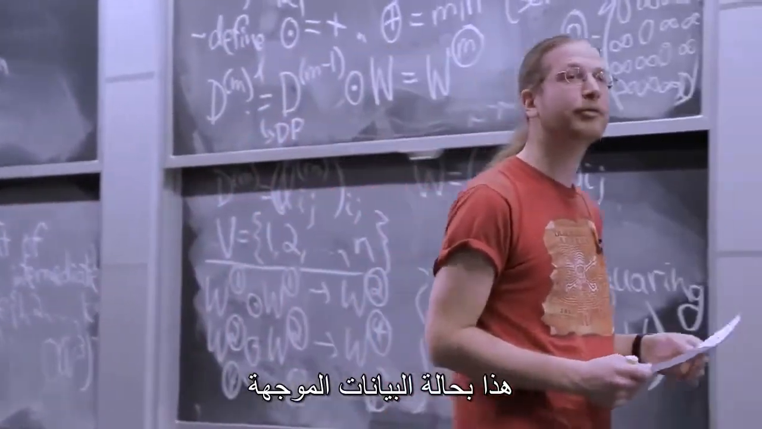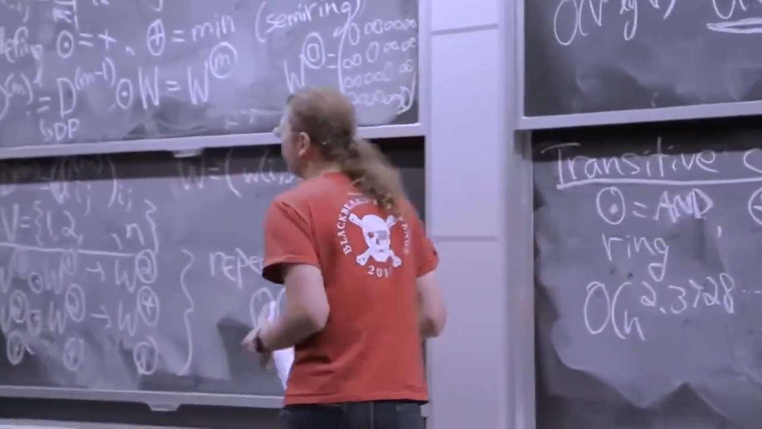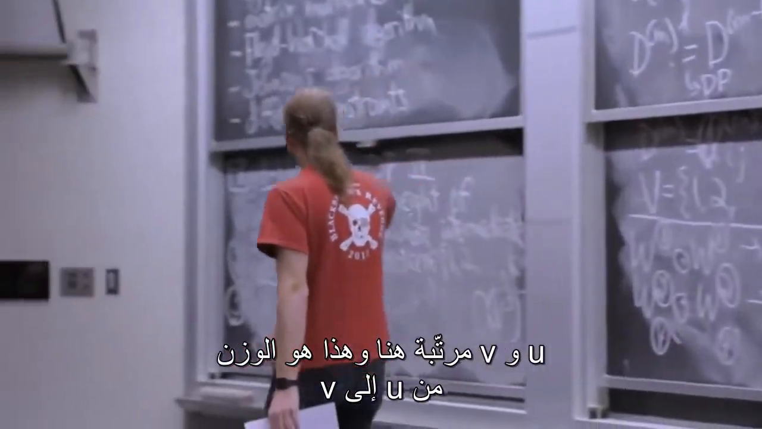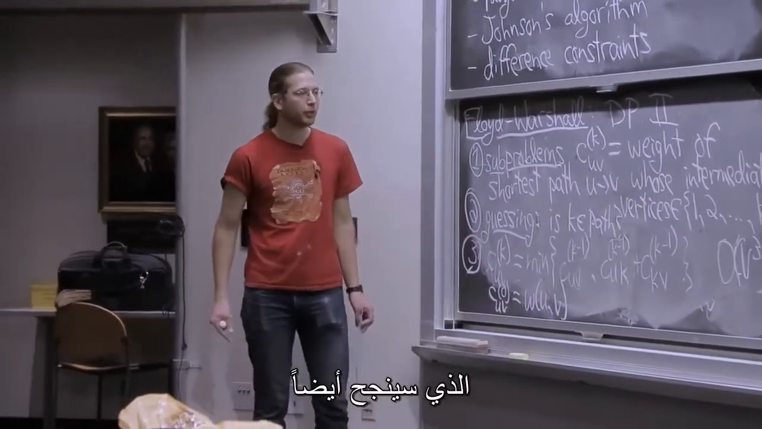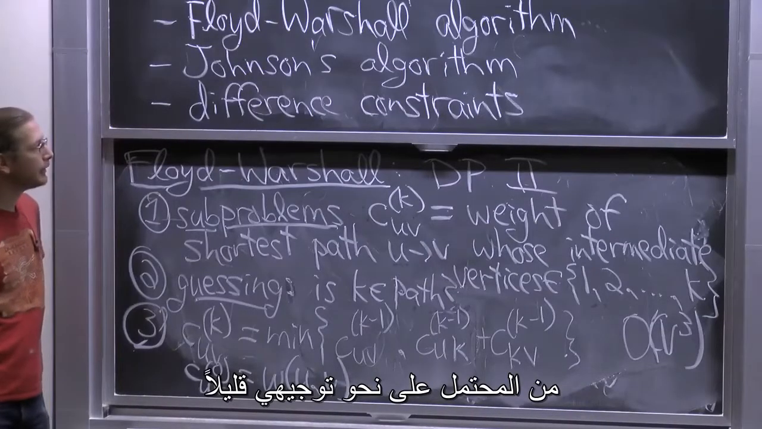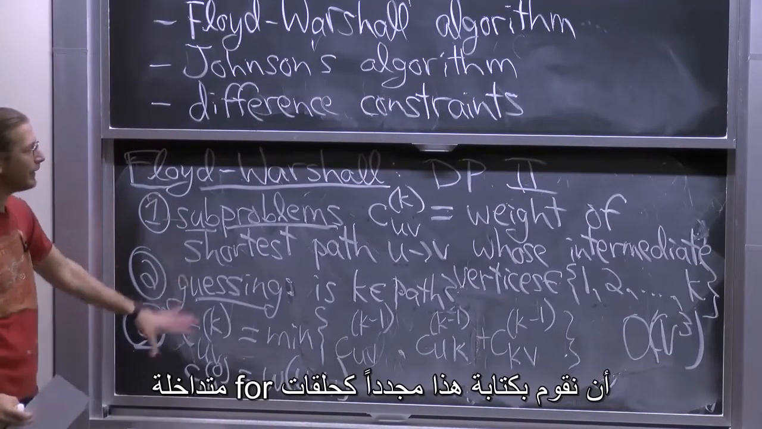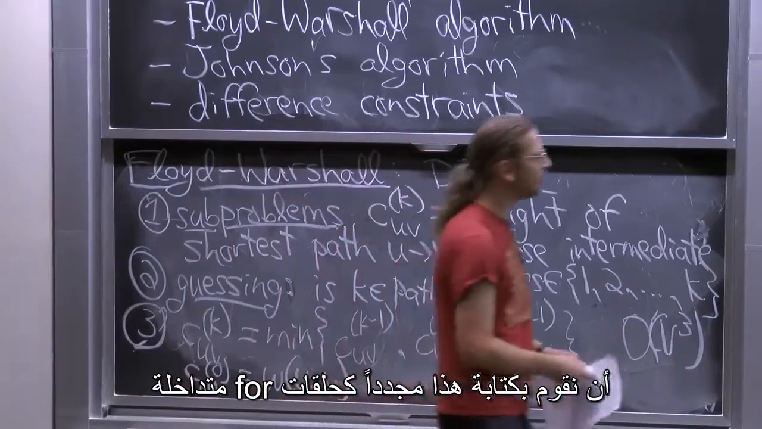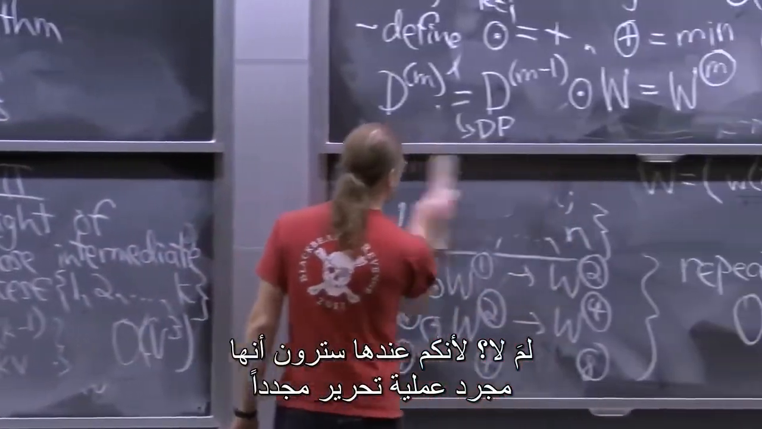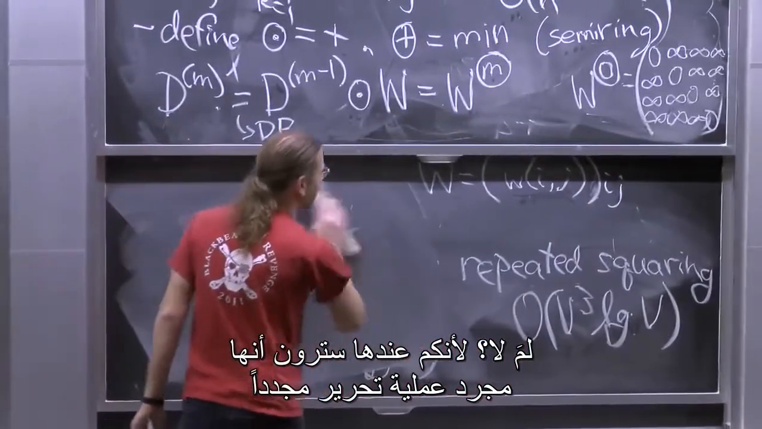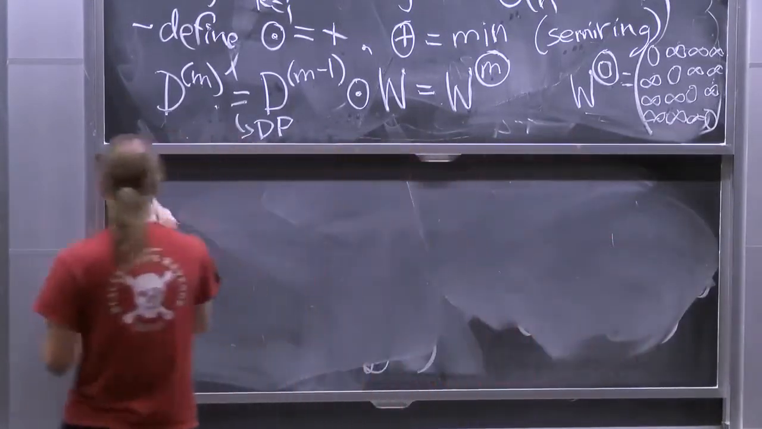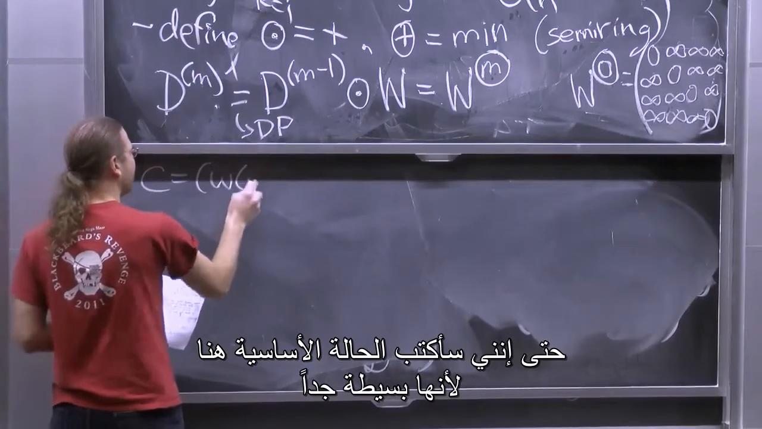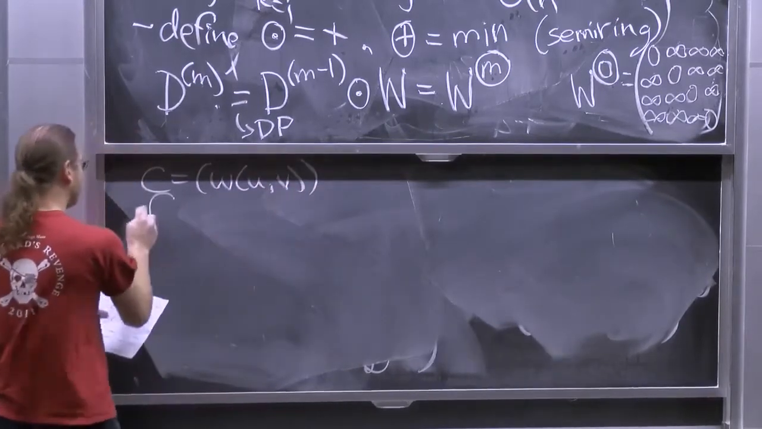This is for directed graphs. Yep. u and v are ordered here, and this is the weight from u to v. It will work just as well. It's probably a little bit instructive to write this down as nested for loops again. Why not? Because then you'll see it's just relaxation again. So I'll even write the base case here because it's very simple.